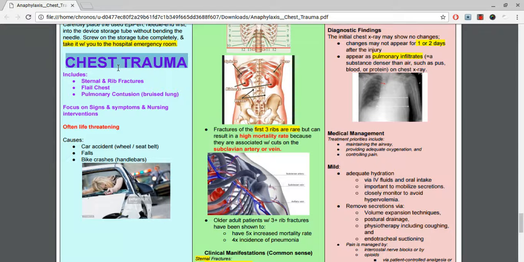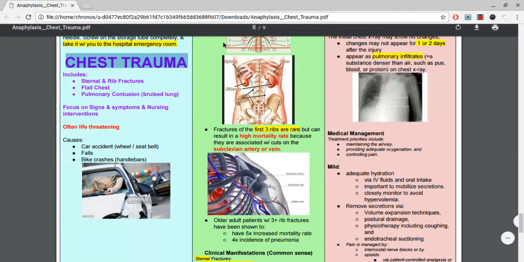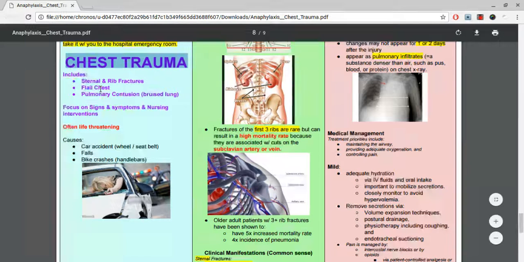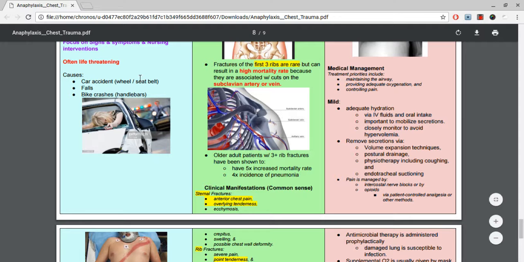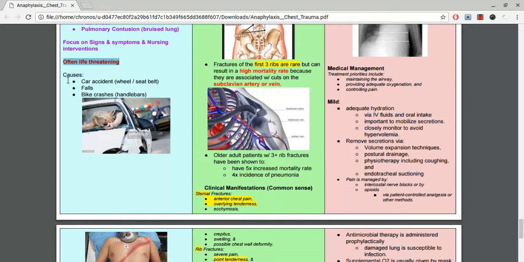Now let's move on to chest traumas. And this lecture is going to include the sternal and rib fractures, the flail chest, and pulmonary contusions, which is just the fancy term for saying a bruised lung, okay? So with regards to this exemplar, you need to know these things, these subcategories of a chest trauma. Now let's talk about chest traumas in general. They're often life-threatening, and they have several causes, and the most common ones are car accidents, falls, and bike crashes.